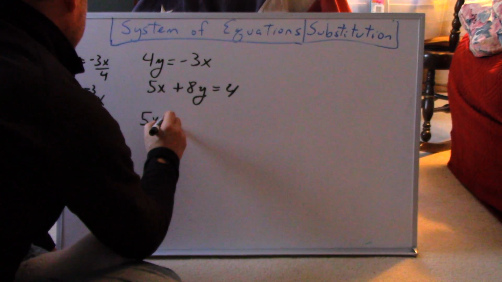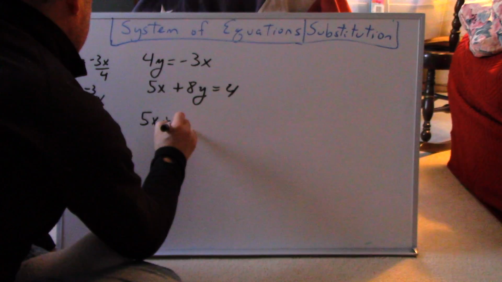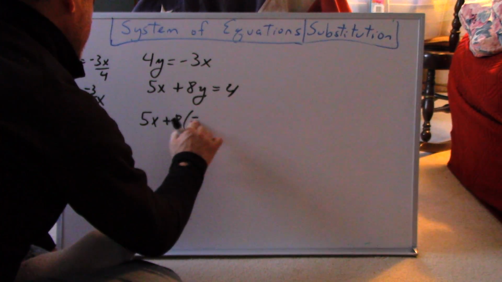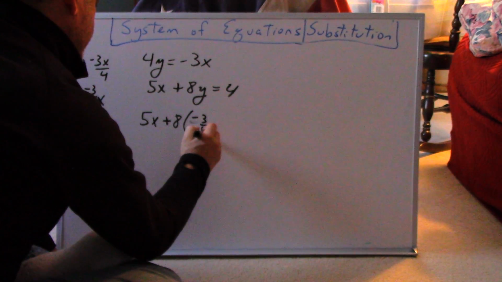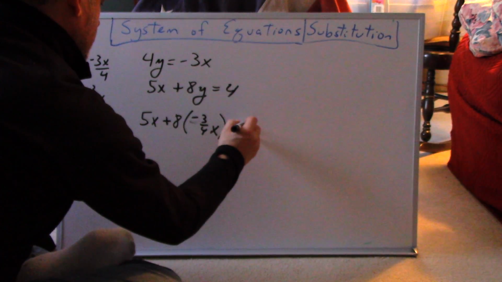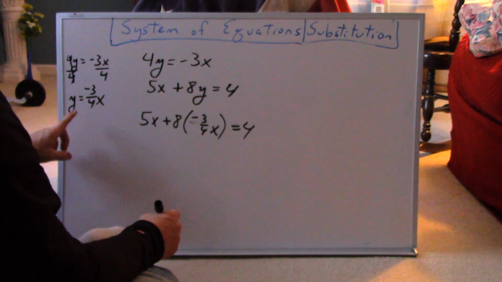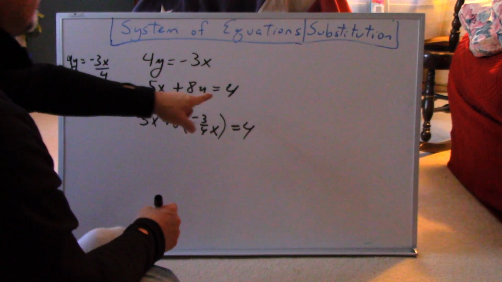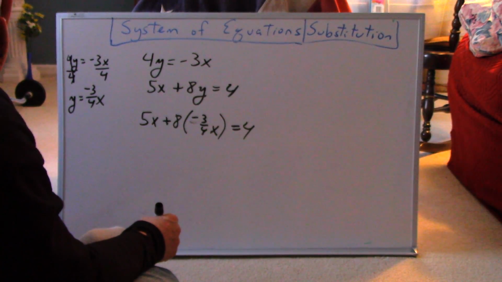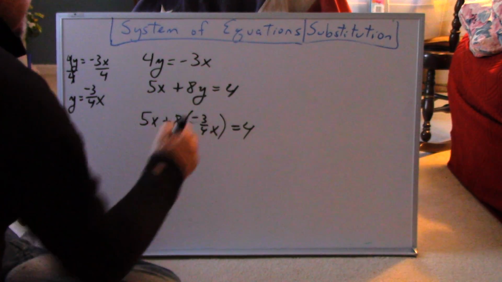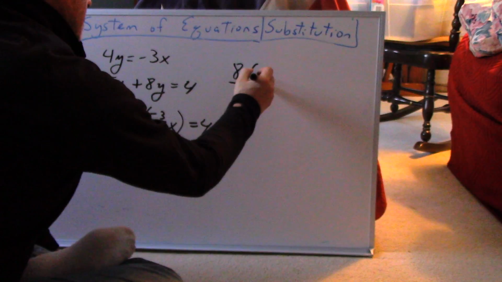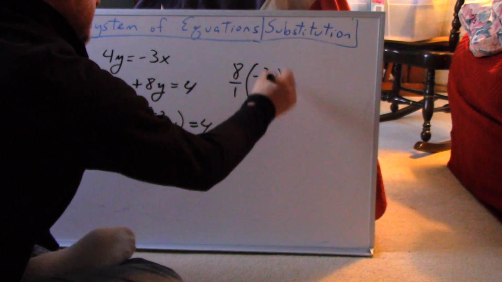5x plus 8 negative, I hate when I do that, 3/4 x equals 4, right? Let's make sure I'm doing this right. Y is negative 3/4 x. So I'm putting it in there. And then I have to multiply. 8 times this. Well, that's easy. Let me do it over here. 8 over 1 times negative 3 over 4. Well, the answer will be negative, it's obvious.